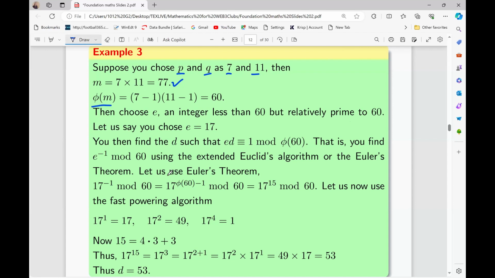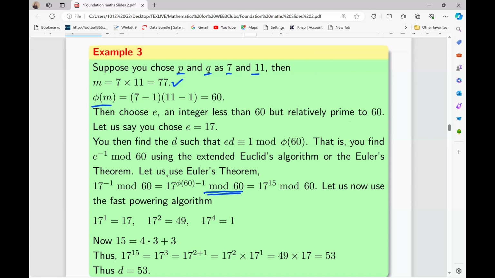So remember, that is the only time you're using this mod. It's the only time you're using this mod, when you're getting the inverse of 17. But going further, when you're encrypting, the mod is 77. And when the guy gets the message, when he's decrypting, again, the mod is 77. So let's not confuse these two.